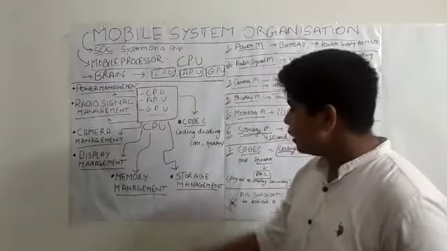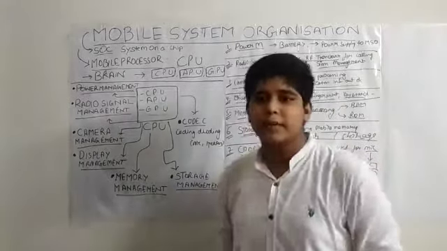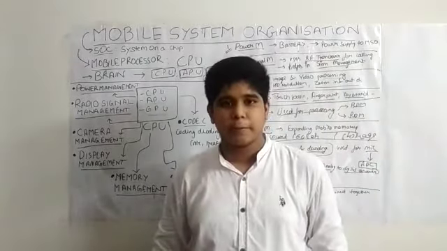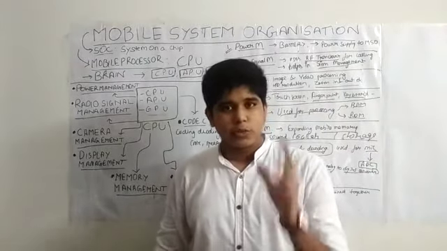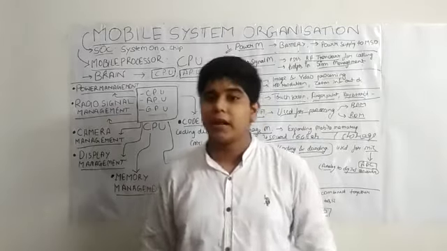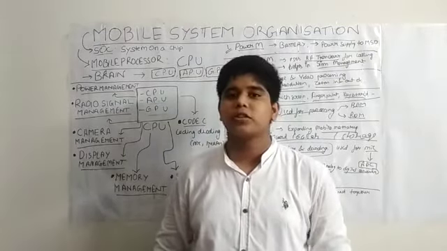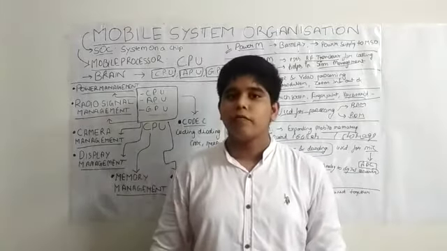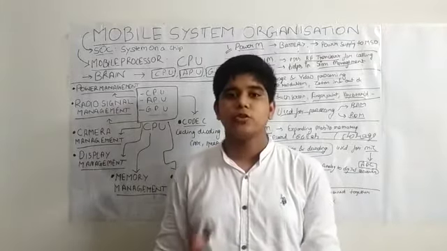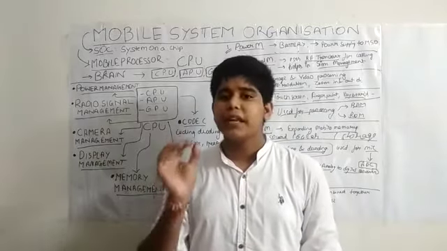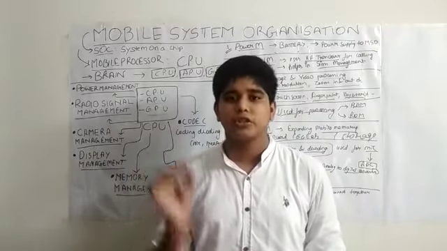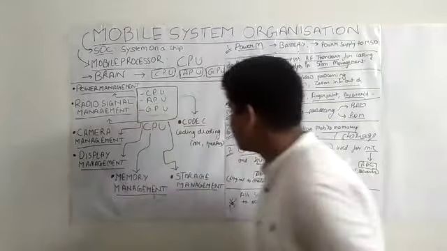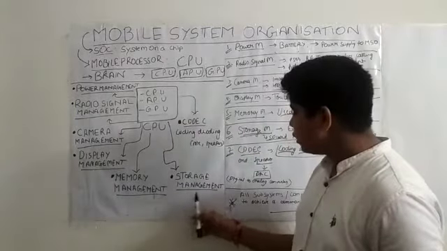Then the fifth we have memory management. Memory management is mainly used for processing. Memory management has two parts, RAM and ROM. RAM, random access memory, is used for processing applications which are installed in the mobile system. Then ROM, which is read-only memory, is used for processing and storing the pre-installed applications and software on the mobile system.